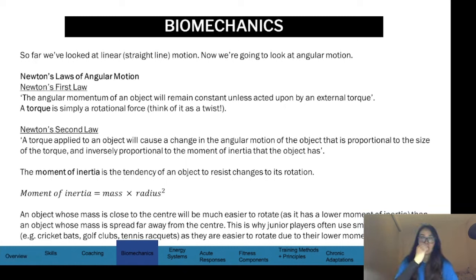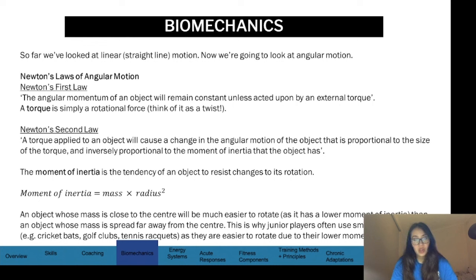And so torque is simply a rotational force, kind of like a twist. So Newton's second law is that a torque applied to an object will cause a change in the angular momentum of the object that's proportional to the size of the torque and inversely proportional to the moment of inertia that the object has. This is a really important concept, moment of inertia, and it does come up very frequently in the exam. Nearly every year you get a moment of inertia question.